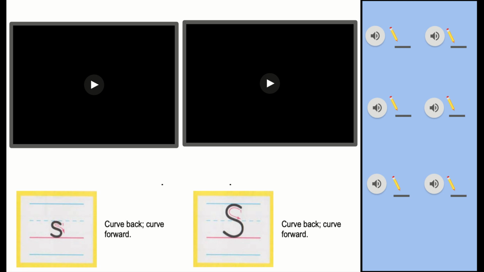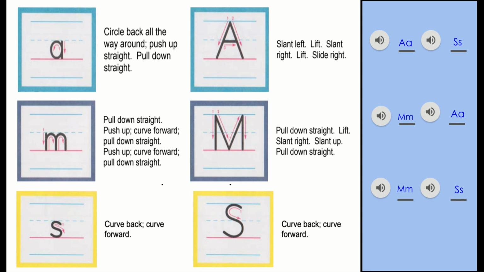Now let's check to see how you did. For the first sound, a, you should have written the letter A. For the second sound, the letter S. The third sound is made by the letter M. The next sound, a, is represented by the letter A. The next sound is represented by the letter M. And the last sound, s, is represented by the letter S. How did you do?